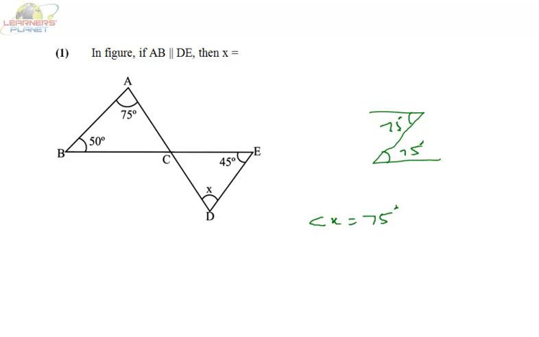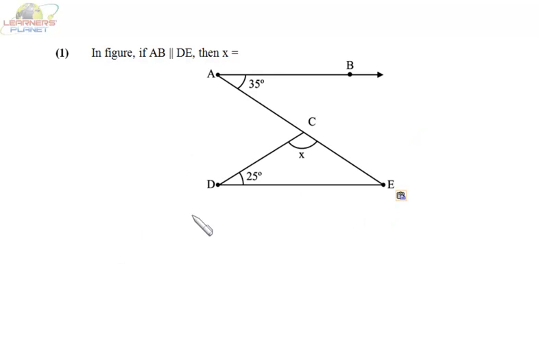Now let's see this question. Here AB is parallel to DE and we have to find out the value of X. Further, the diagram seems to be tedious, but actually it is quite simple. Okay, so we see a shape of Z over here. So if this angle is 35 degree, even this angle will be 35 degree. Why? Because they are alternate interior angles.